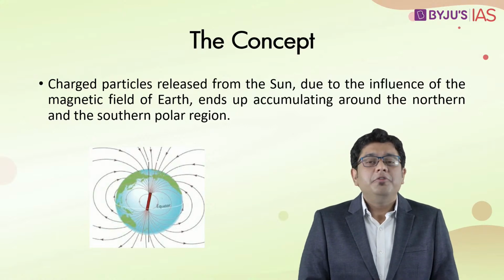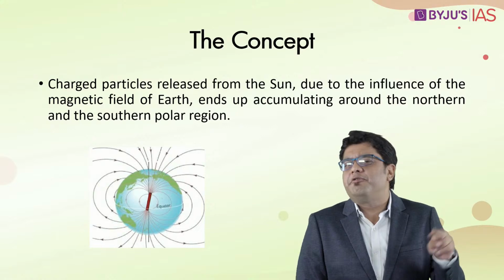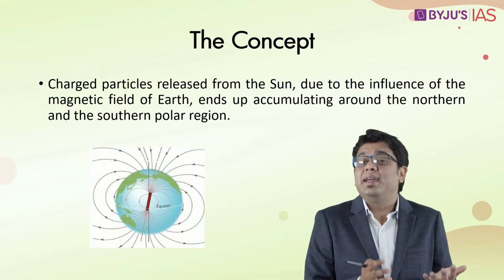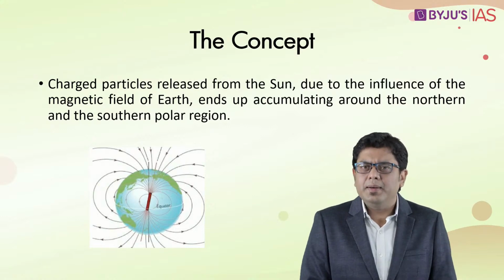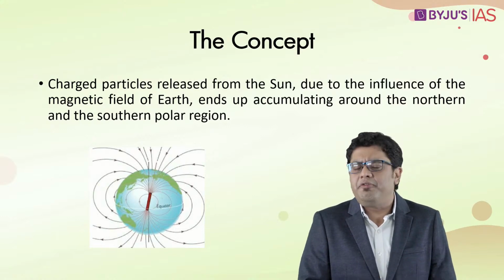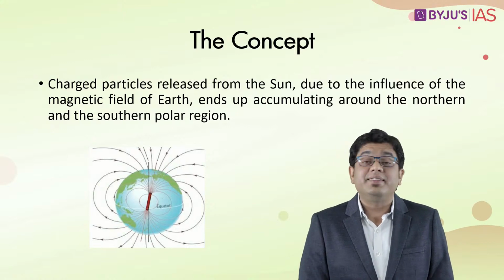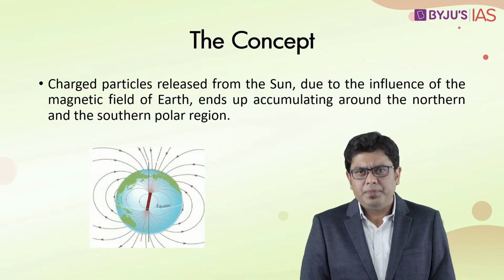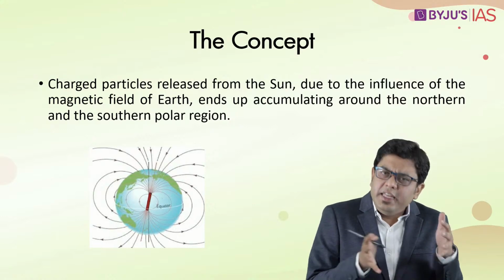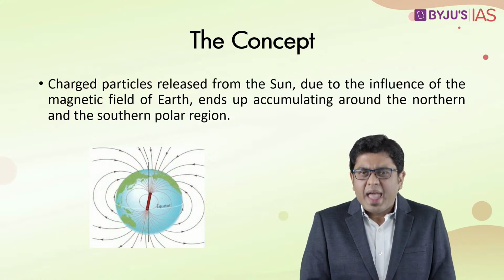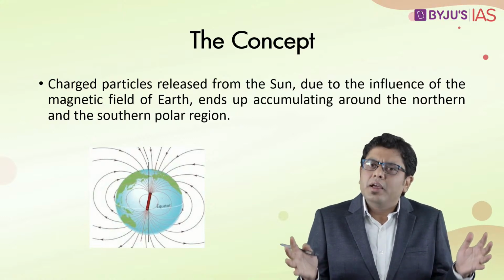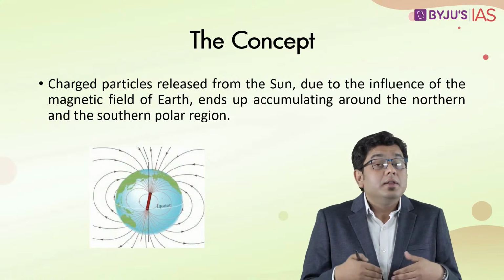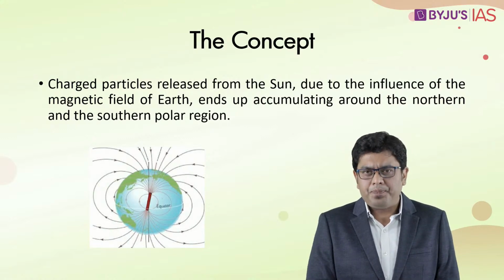So overall, we see that there are two determining factors in the formation. One is the Earth acting as a magnet, and second is something that we have talked about very briefly, that is the sun acting as a source of charged particles. So let us understand each one of them individually, and thereafter let us paint a comprehensive picture and thereby understand the presence of this phenomenon.